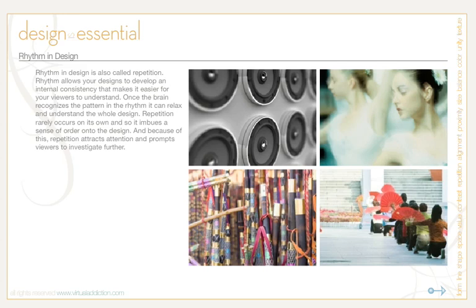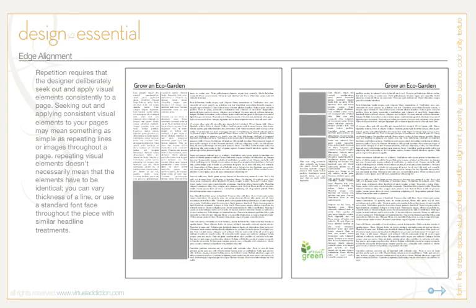Nearly anything in a layout can be repeated to create a rhythm in your design. You can repeat a headline multiple times for emphasis. You can repeat an image across the top of your design. And you can create a patterned background with repetitive elements, or repeat a style throughout the pages of your layout to provide consistency. Repetition requires that the designer deliberately seek out and apply visual elements consistently to a page.